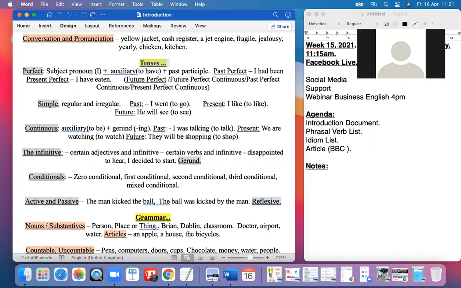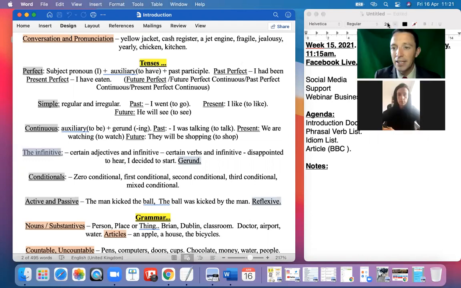And after the perfect, we have the idea of the infinitive. So the infinitive is the base of the verb, and typically we have the preposition to. You can see here, to hear, to eat, to drink, to go. So the infinitive is very, very important, and that is a key part of English.